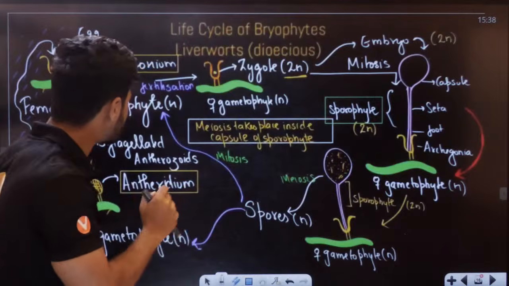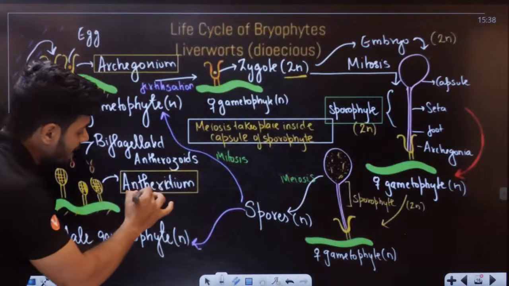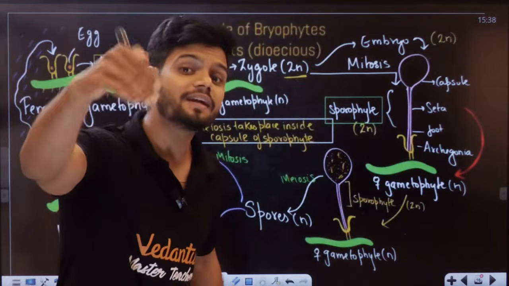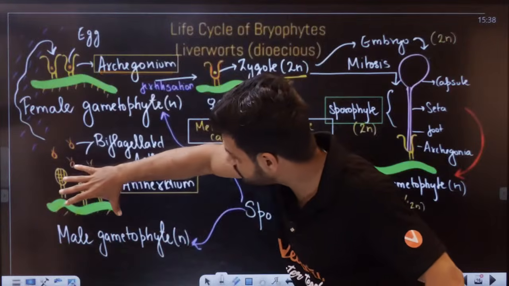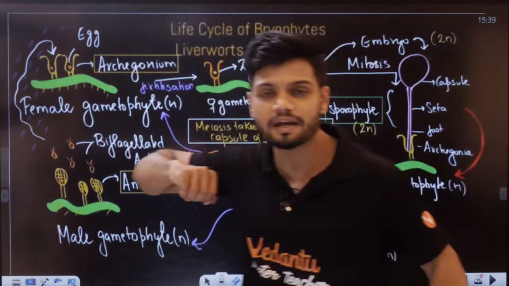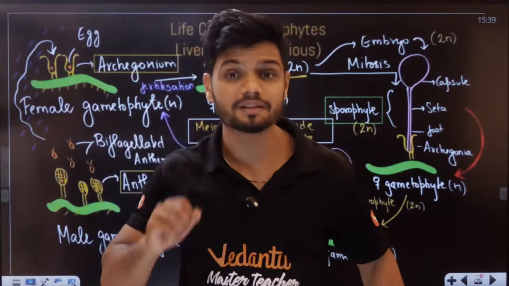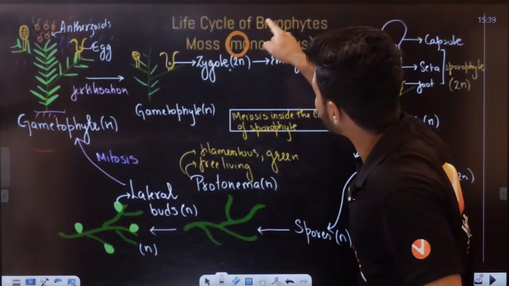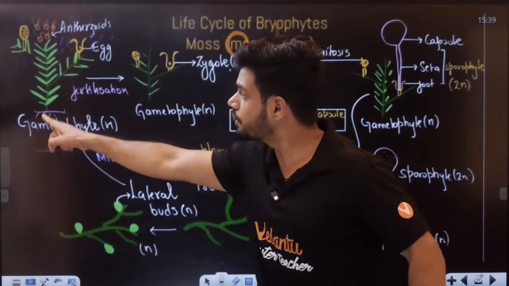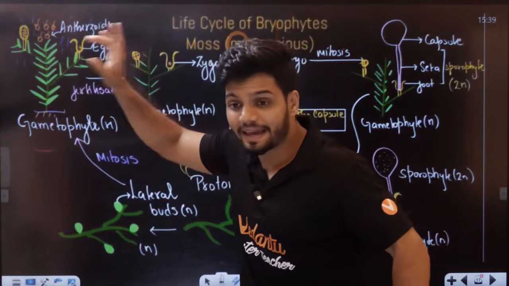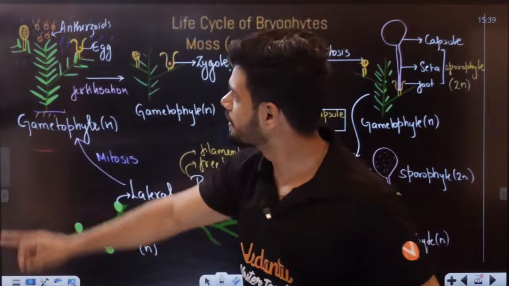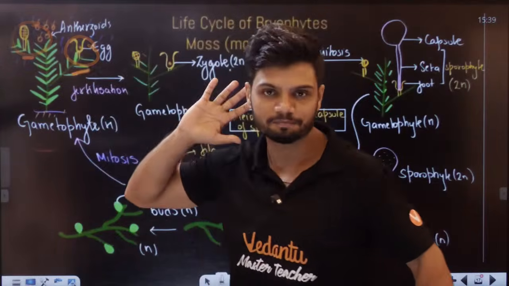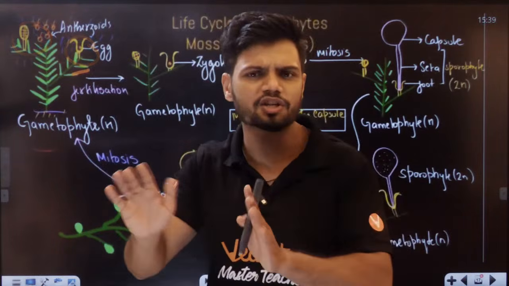So here the sex organs, that is antheridia and archegonia, are present in two different thalli. Here we have male thalli and female thalli. Dioecious. Now what is monoecious? Mono means one. So here we have only one thallus. On the same thallus we have antheridia and archegonia, both present on one thallus. That is the main difference between monoecious and dioecious conditions.